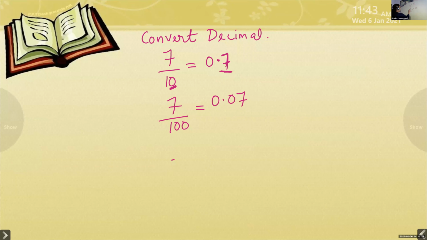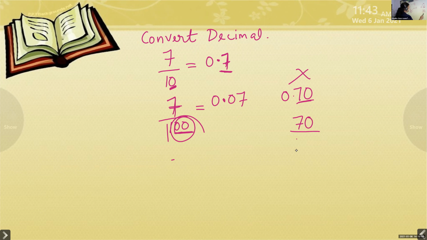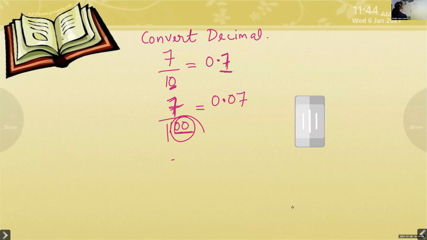0.07. Children, this is only 7, and we have to have 2 decimal places after the decimal point. Why? Because we have 2 zeros in 100. But if you write 0.70, this is wrong. 70 means it will be 70 by 100. Here we have only 7, we don't have 70. So this is correct, 0.07.